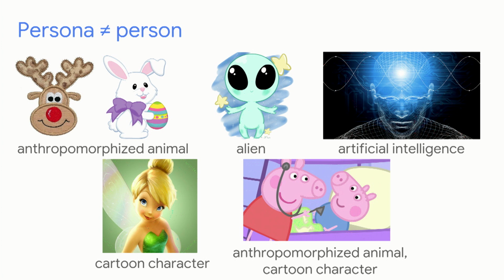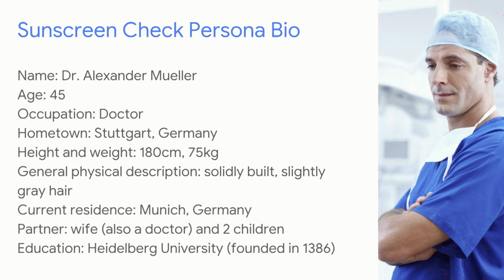Then there is an alien, who is also a persona, actually an excellent persona. Then if you want, you can have an artificial intelligence persona, which is also totally normal. Or you can have a cartoon character like Tinkerbell. Or you can have a mixture, like Peppa Pig, my daughter's favorite cartoon. It's both an anthropomorphized animal and a cartoon character. So it's totally okay for you to have a persona who is not a person. That is the important takeaway from here, okay? Because people often keep saying person instead of persona. The persona is persona.